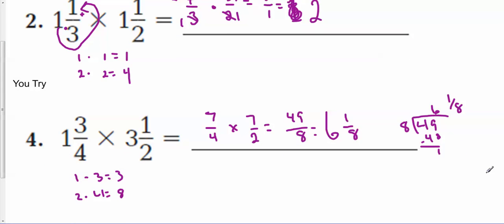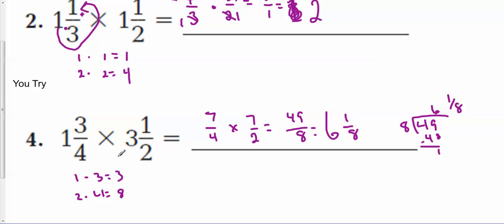All right, here's what I came up with. 6 1/8. 7/4. 4 plus 3 is 7. 3 times 2 is 6, plus 1 more is 7. I can't simplify anywhere. 7 times 7 is 49. 4 times 2 is 8, so I have 49/8. 49 divided by 8 is 6 1/8.